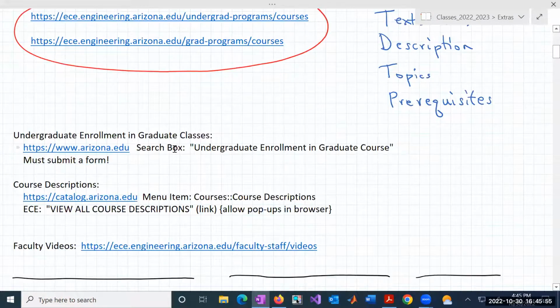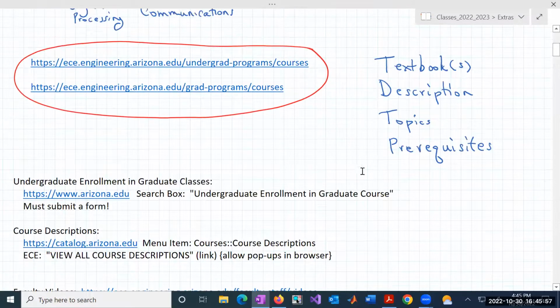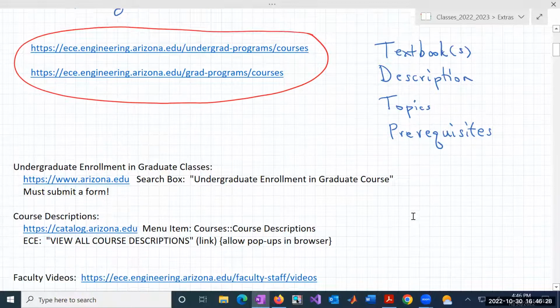Those syllabi will include textbook information, a description of the course, topics, and prerequisites relative to what you need to have already taken before you get to that class. If you are going to be taking graduate level courses as an undergrad, you will need to submit a form, and you can find that form by searching at the main arizona.edu website under undergraduate enrollment and graduate course.